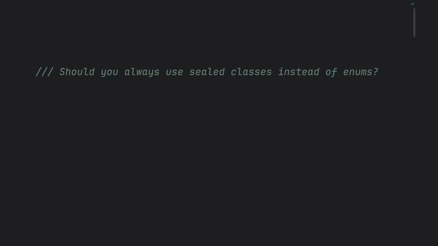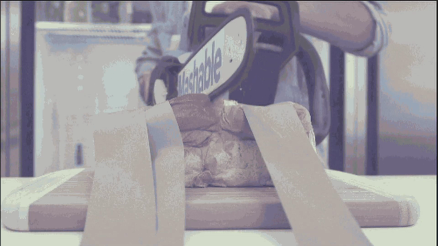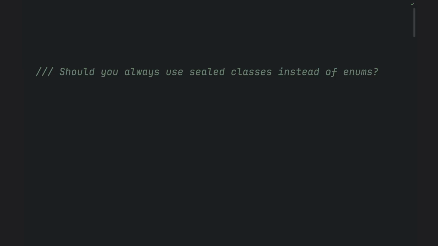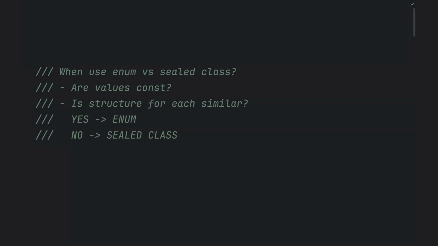Now you may be wondering, since sealed classes can do so much more than enums, should we just use them all the time? Well, the simple answer is absolutely not. That would be like using a chainsaw to cut bread. It's overkill, it's not necessary, and it adds more code than what's necessary. So then, how do we know when to use enums versus when to use sealed classes?